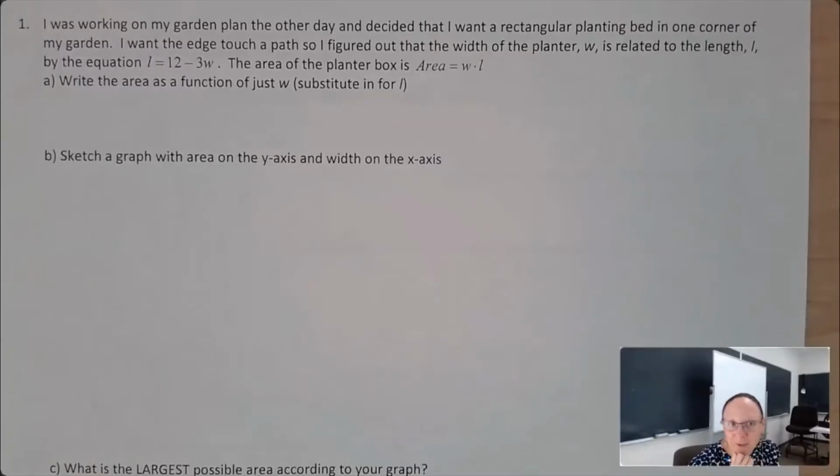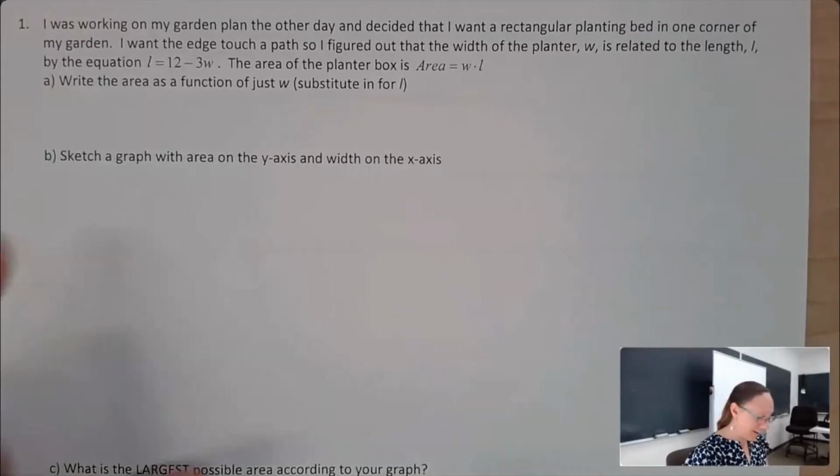I was working on my garden plan the other day and decided that I want a rectangular planting bed in one corner of the garden. I want that edge to touch a path. So I figured out that the width of the planter W is related to the length L by the equation L equals 12 minus 3W. The area of the planter box is area equals width times length.